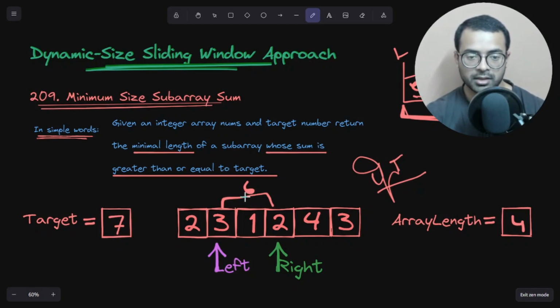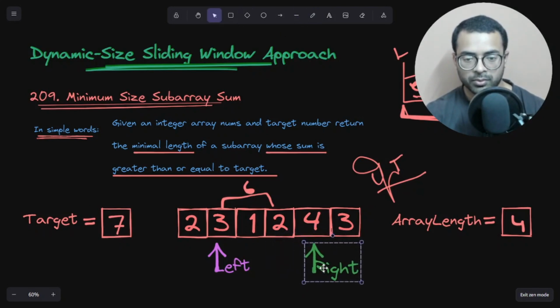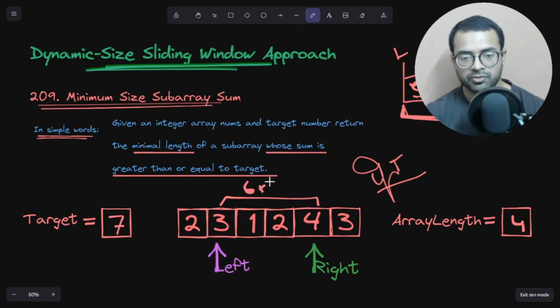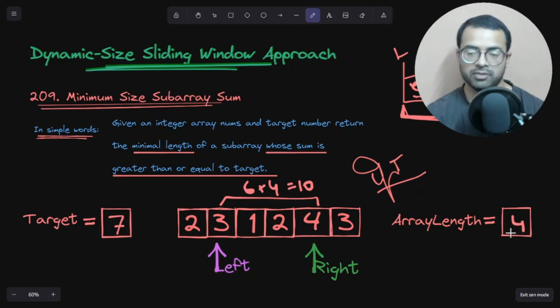Now after checking, yes, 6 is less than our target, so we are going to move right one step forward. And when we do that, 6 plus 4, only one element has been added here, so the sum will become 10. Okay, now we have got 10, which is greater than our target, so we look at the length of this subarray. This is 1 2 3 4, so it is again equal to the length we have already seen, and we want to find minimal length. So right now we are not going to do anything.